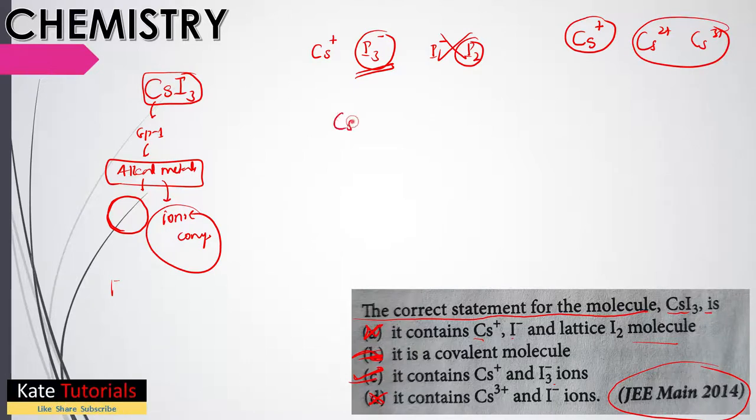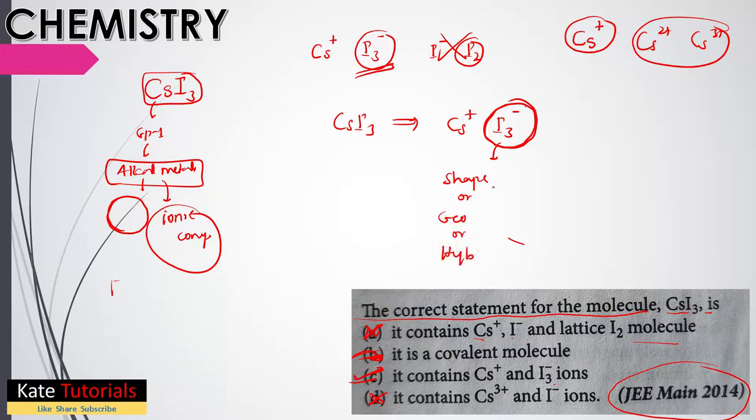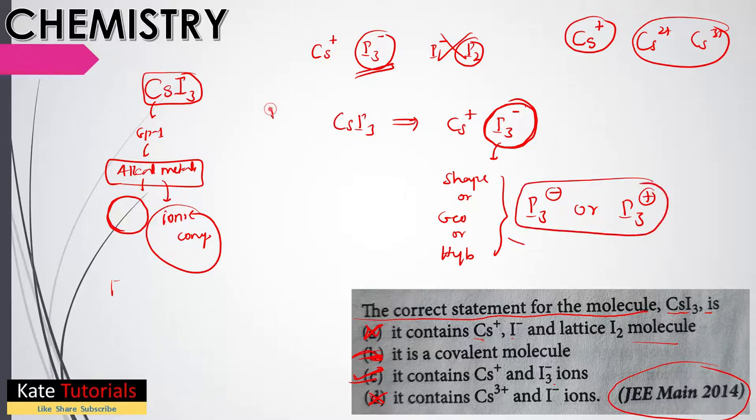So this CsI3 exists like this: Cs+ and I3-, right? About this I3-, they have asked many times in JEE. What they asked? They asked the shape, or sometimes the geometry, or sometimes the hybridization of this I3-, and they also ask about I3+. Both have different shapes and geometry, right? So you have to check I3- and I3+, because this is one of the important questions for JEE. They ask about the I3- and I3+ molecules, right?